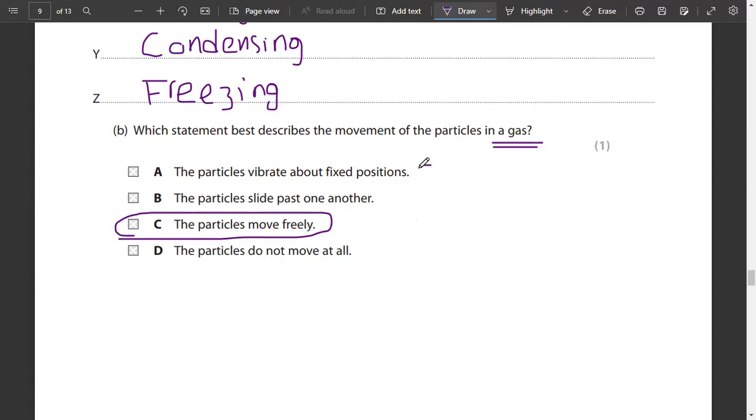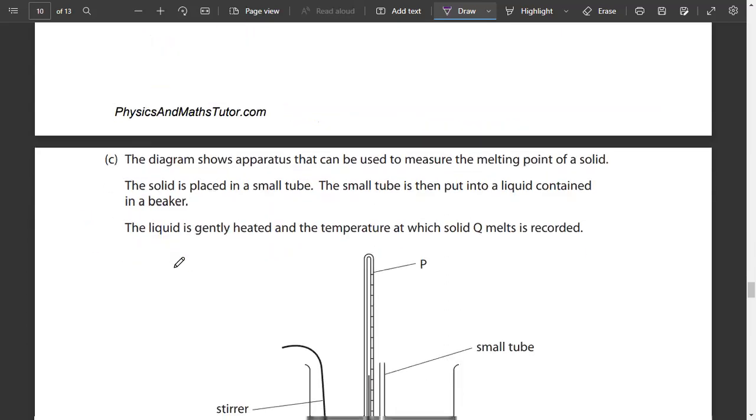Option A is for solids. The particles slide past another. ये भी आपके पास kind of a solid or liquid mix हो जाता है. The particles do not move at all. This is also solid. Only C option represents the movement in gas.